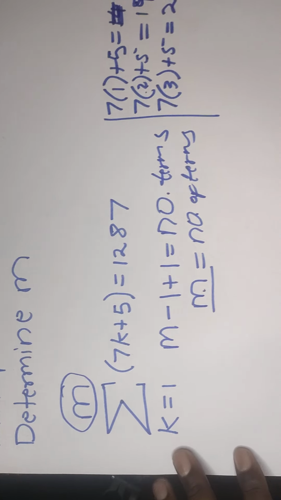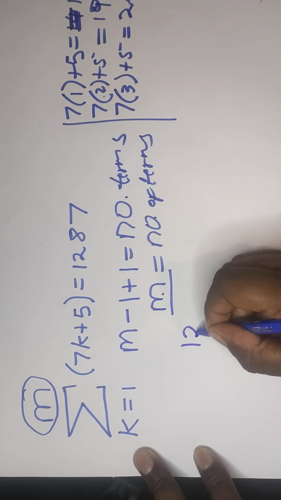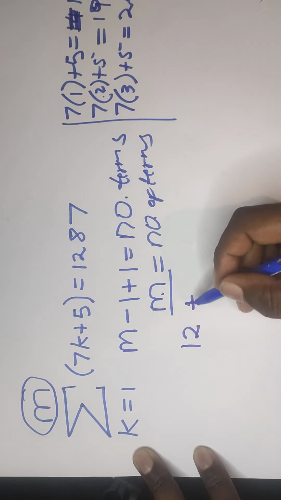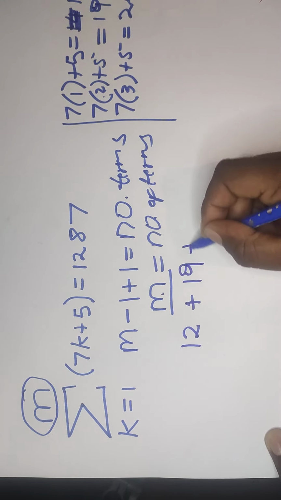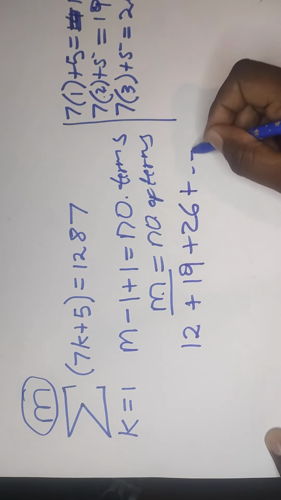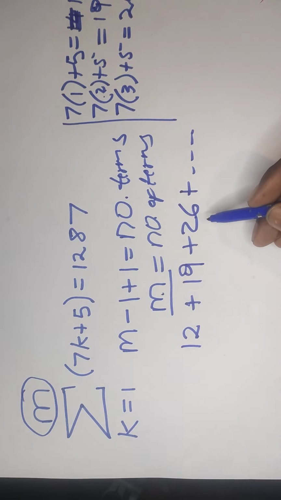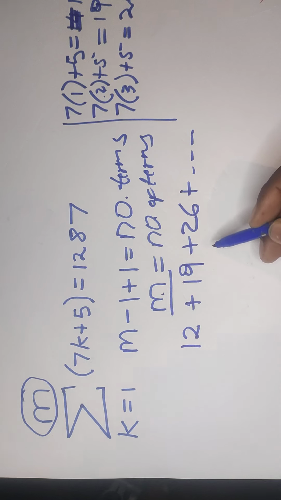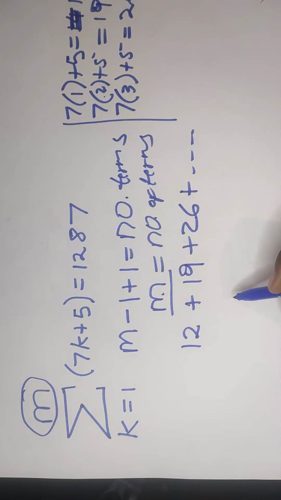So your first 3 terms that you are working with are 12. Since it's a series, you must put an addition there. 19 plus 26. They continue up until we substitute m. Alright, so we know the series now, and we know that we are looking for the number of terms. So what can we use for the number of terms?